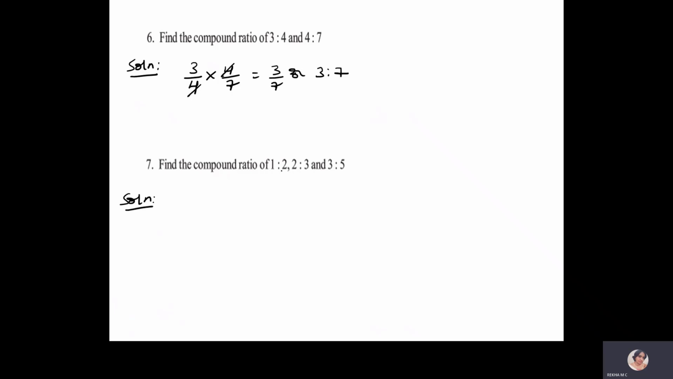Next, find the compound ratio of 1:2, 2:3 and 3:5. The compound ratio will be 1/2 into 2/3 into 3/5. 2 will get cancelled, 3 will get cancelled. Answer is 1:5.